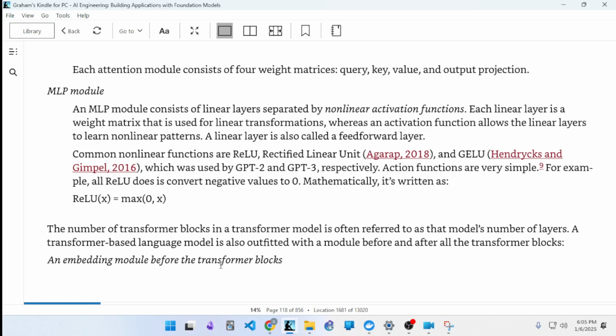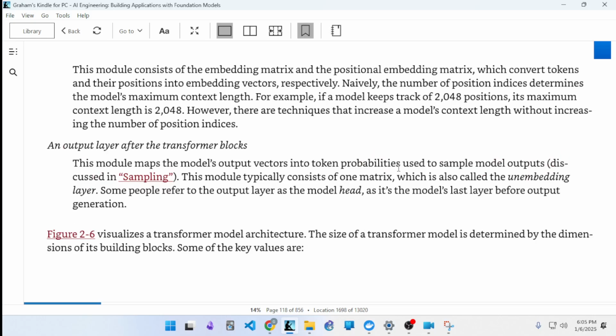So, an embedding module before the transformer blocks. This module consists of the embedding matrix and the positional embedding matrix, which convert tokens and their positions into embedding vectors, respectively. Naively, the number of position indices determines the model's maximum context length. For example, if a model keeps track of 248 positions, its maximum context length is 248.